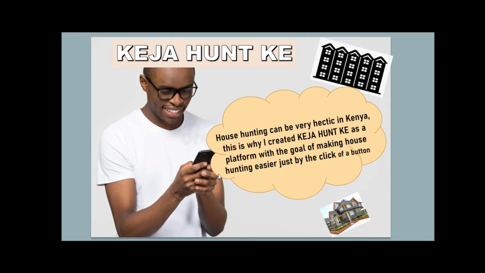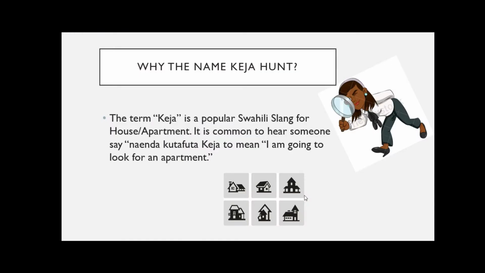And during my course, I was able to build a single page application by the name Keja Hunt Ke. The goal of Keja Hunt Ke was to make house hunting easier by the click of a button, because it can be very hectic in Kenya. I chose the name Keja Hunt because Keja is a popular Swahili slang for house or apartment, and it is common to hear someone say naenda kutafuta keja to mean I'm going to look for an apartment.